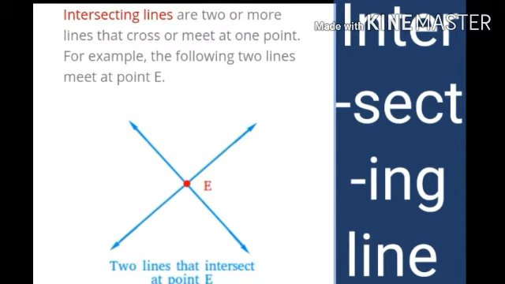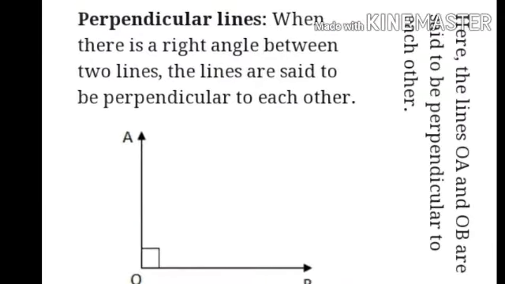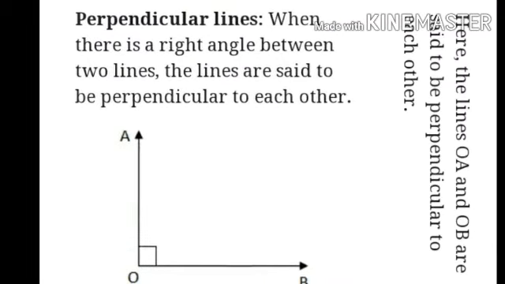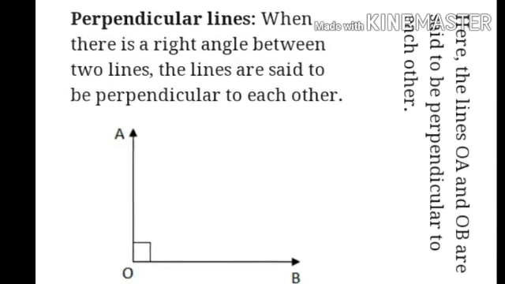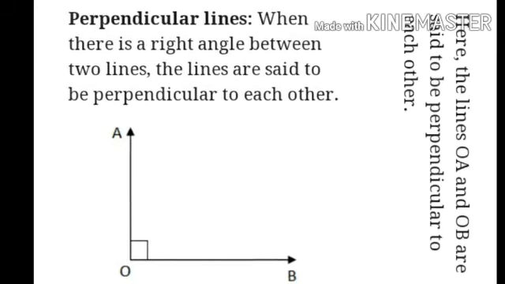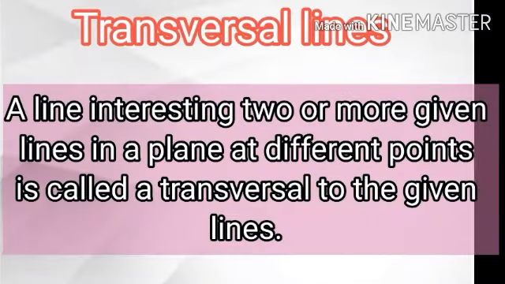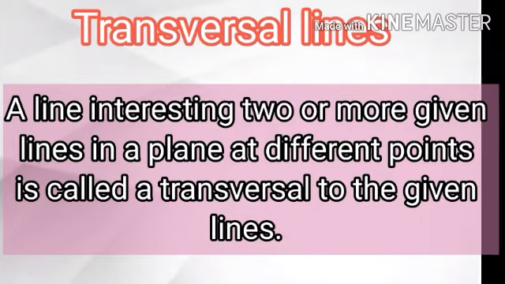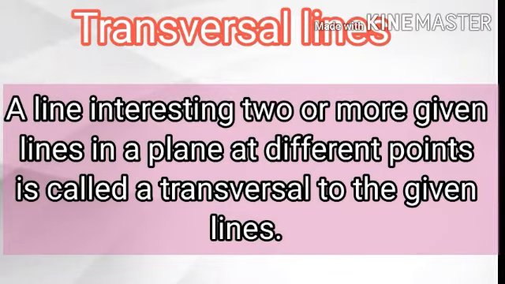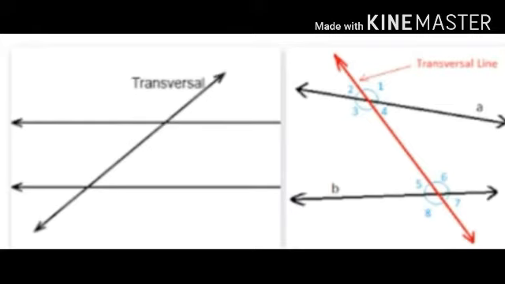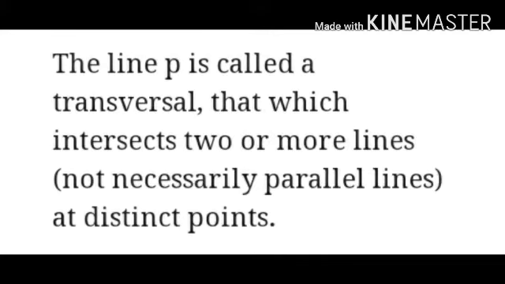Now, perpendicular lines. When there is a right angle between two lines, the lines are said to be perpendicular to each other. Transversal lines. A line intersecting two or more given lines in a plane at different points is called a transversal to the given lines. The line P is called a transversal which intersects two or more lines at distinct points. It is not necessary that they should be parallel.